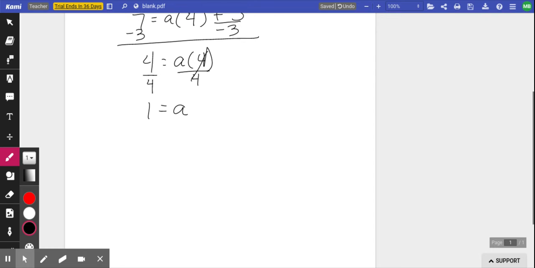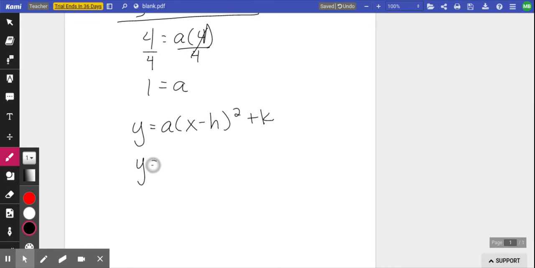Now that I know the value of a, I can go back to my vertex form. y equals a(x minus h) squared plus k. And this time, whenever I substitute in, I'm only substituting in the value of a and my vertex. I am leaving x and y as x and y. So y equals, instead of a, 1, (x minus, h was 2) squared, plus, k was 3. Here is my equation in vertex form.